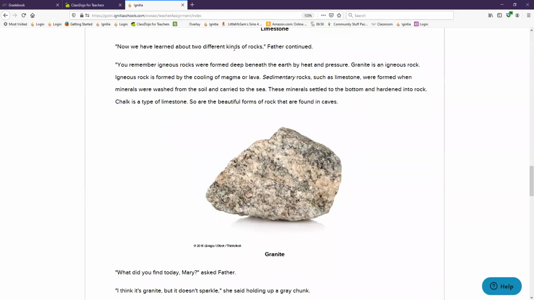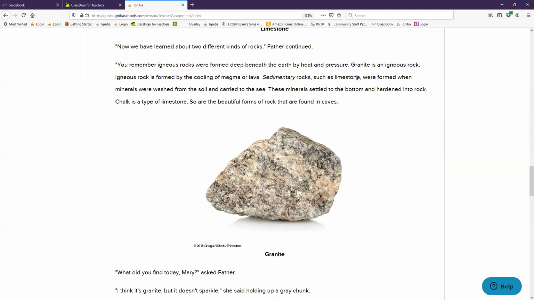Now we have learned about two different kinds of rocks, Father continued. Do you remember that igneous rocks were formed deep beneath the earth by heat and pressure? Granite is an igneous rock. Remember, if it's formed deep, then it's got a lot of pressure, and granite is a super hard rock. Igneous rock is formed by the cooling of magma or lava. So this is what granite is too.